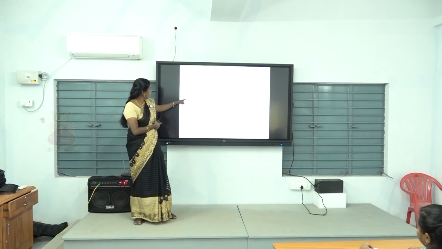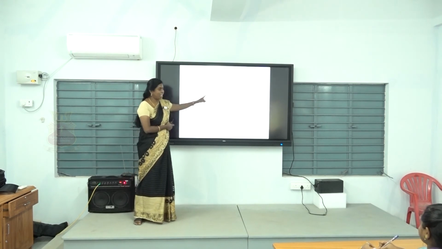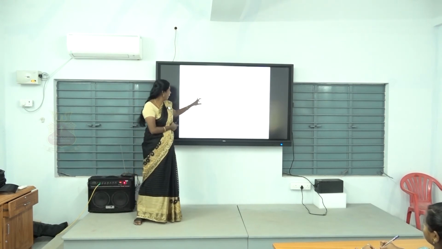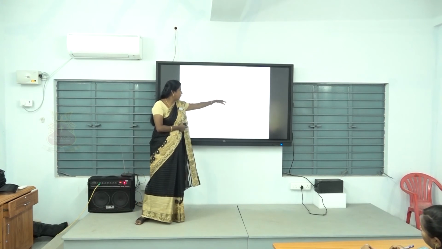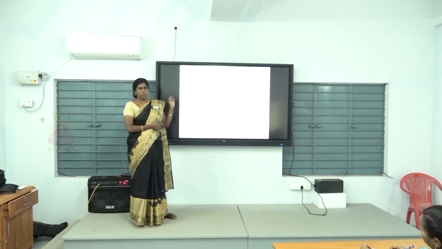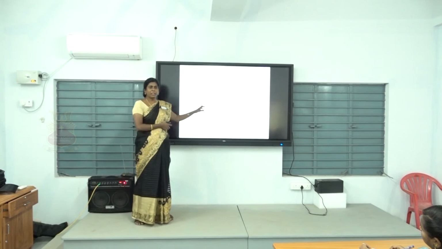Okay, next, break-even point in value. Sorry, value is missing here. Fixed cost divided by profit volume ratio, PV ratio. How can we calculate PV ratio?